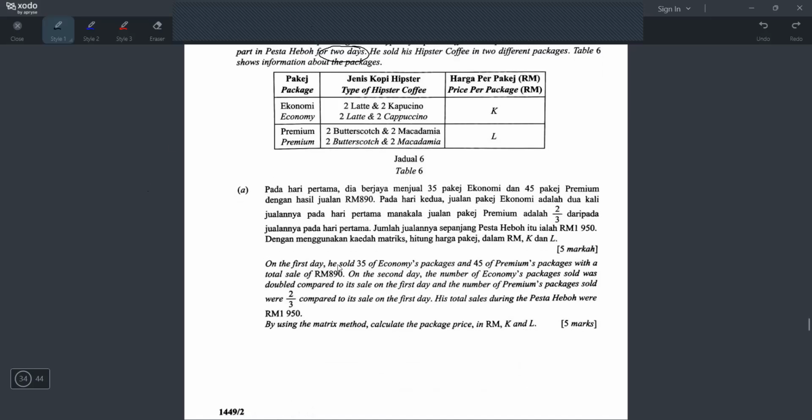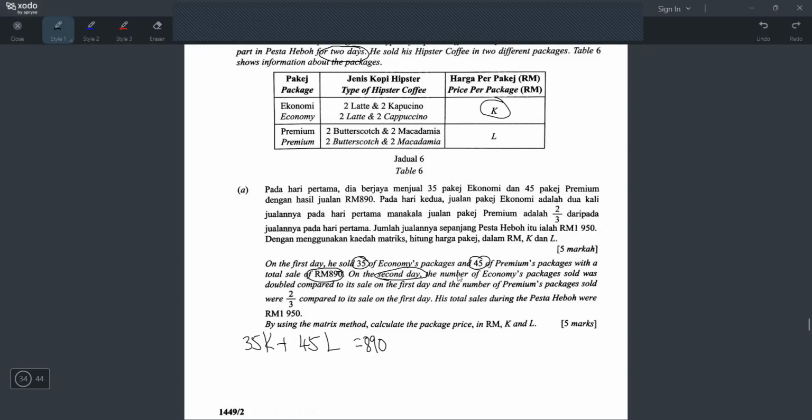Let's read here. On the first day, he sold 35 of economy package and 45 of premium package with a total sale of 890 ringgit. It means on the first day, he earned 890, right? And 890 is actually the total sale. But we know the price of one economy is K. So if 35, it will be 35K. And then plus 45 premium packages, but one premium package is L ringgit. So it will be 35K plus 45L equals 890. So this is my first equation.